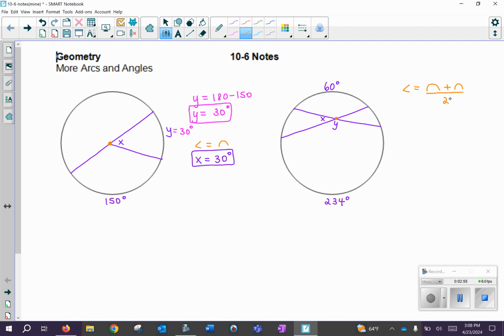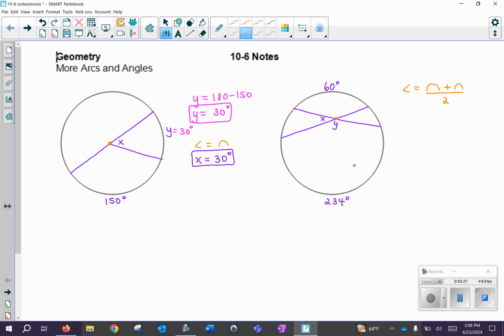Which one can I solve for right now with the information that's given to me in the picture? X or Y? Well, you should be thinking from what we learned yesterday that y would be related to this angle and its vertical angle arc. So y would be related to both of those arcs, the 60 and the 234. And I just shaded that in to go with the last notes.